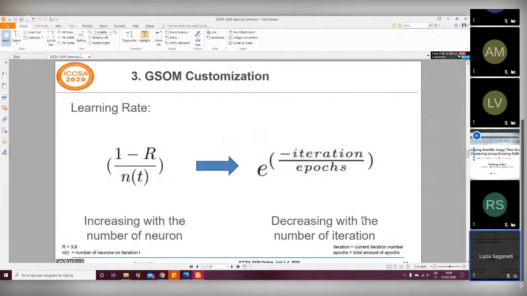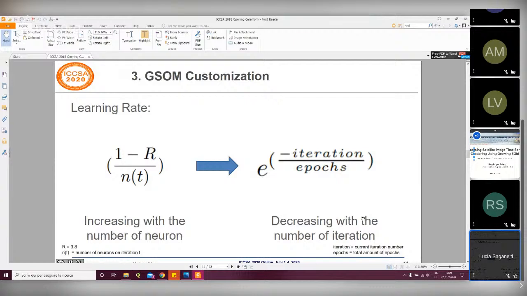So we did some customizations on the algorithm. The original GSOM algorithm has a learning rate that increases with the number of neurons, but we didn't get good accuracy of the whole network with this learning rate. So we changed it to a learning rate that decreases with the number of iterations. This is the first modification.